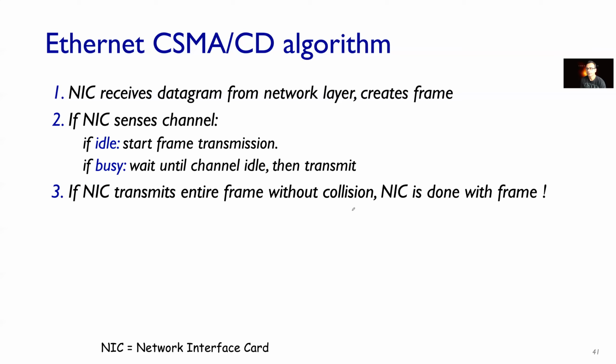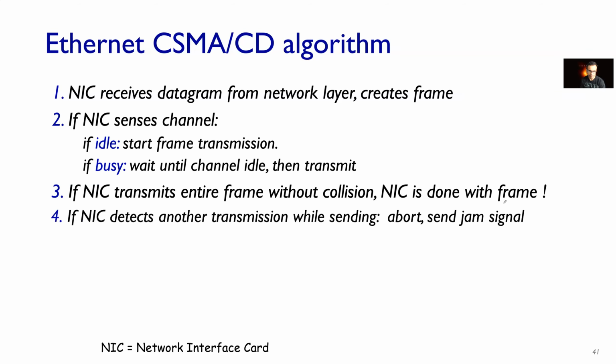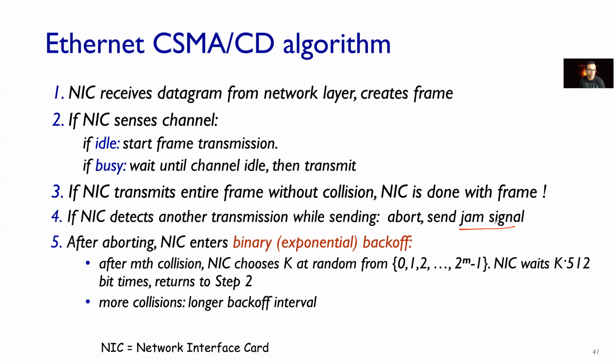Either way, when it transmits, if it detects there's no collision, then all is fine. It assumes it's done with the frame. If it detects there's a collision, it aborts, and it also sends what's called a jamming signal. This is just a small signal that's sent to make sure that everyone else on the network knows that there's a collision. So this is like a confirmation that, yes, there was a collision. It's a short signal, not a long signal.